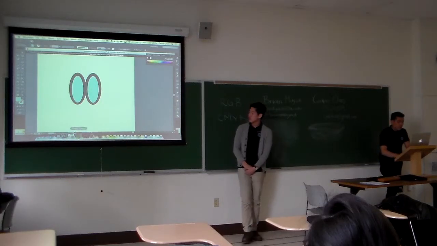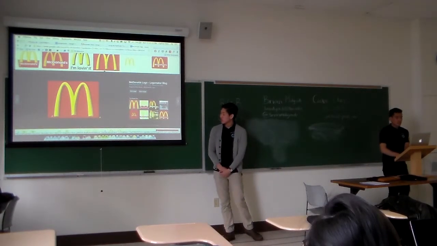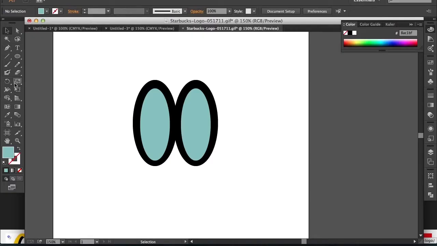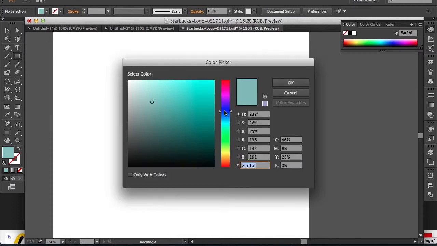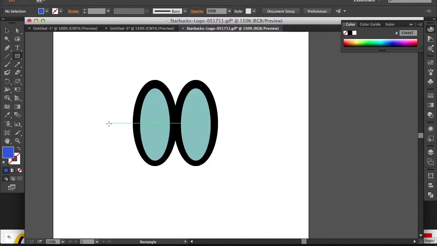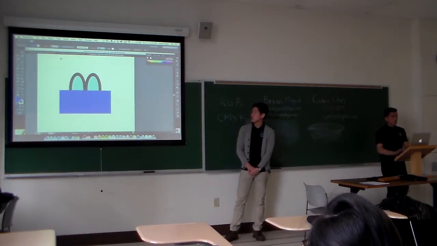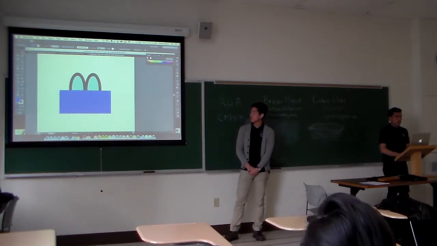And then it's an M, so obviously not everything gets cut off over here. So we'll put in a rectangle shape to cover the bottom half. We'll change the color here. Like that.